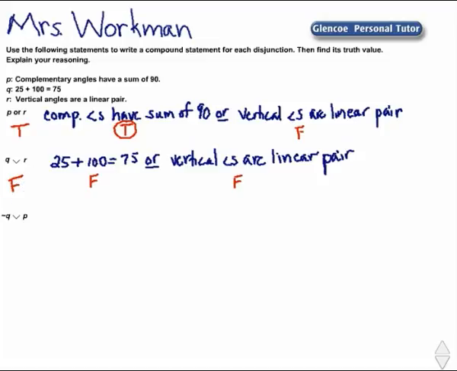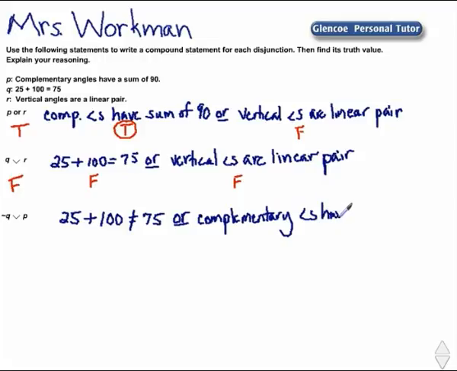The last example is read, not Q or P. Q says 25 plus 100 equals 75. Not Q says 25 plus 100 is not equal to 75. We've negated it. Or P, complementary angles have a sum of 90.